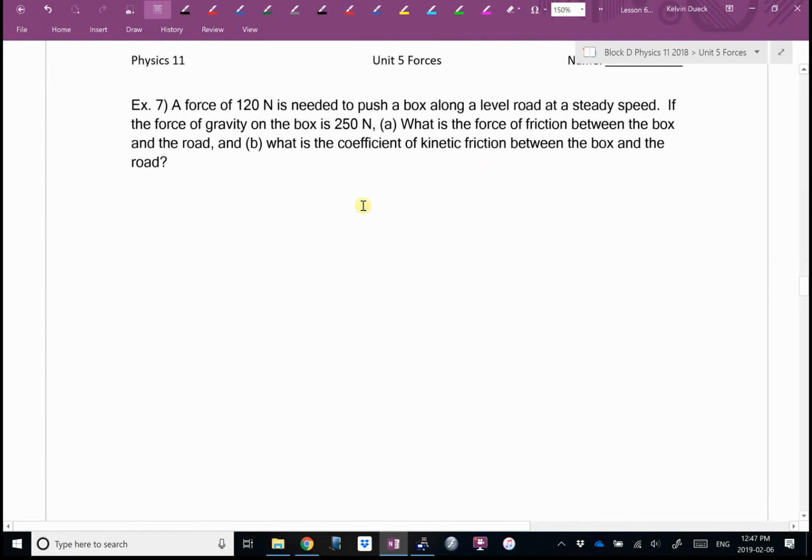I like example 7. What's part A asking me to find in example 7? Force of friction. What's part B asking me to find in example 7? Mu. I might feel comfortable on a test, Courtney, just giving you part B and expecting you to realize you probably need to find friction in order to find the coefficient of friction. What two words should I underline in this question? Let's do that right now.